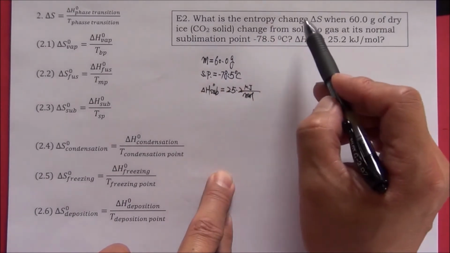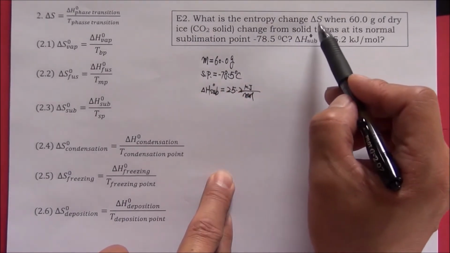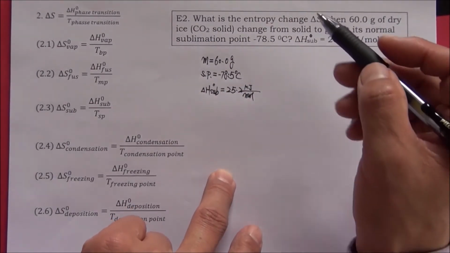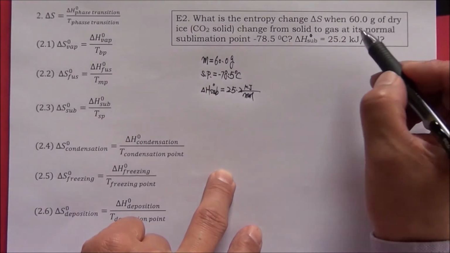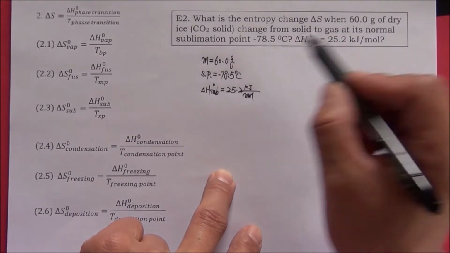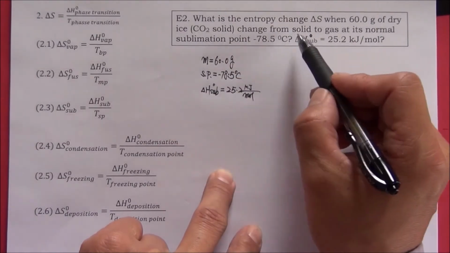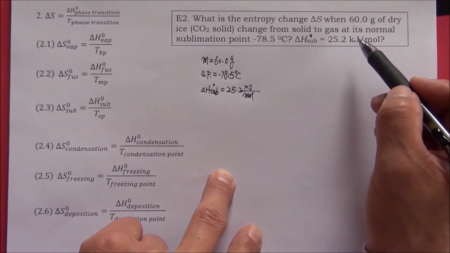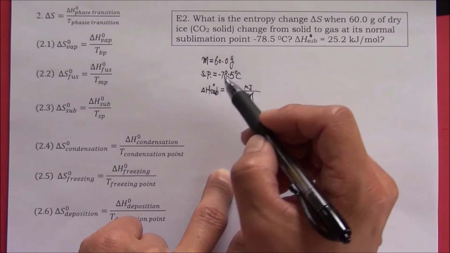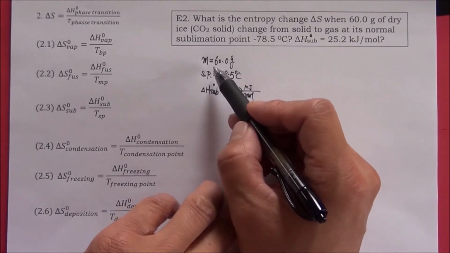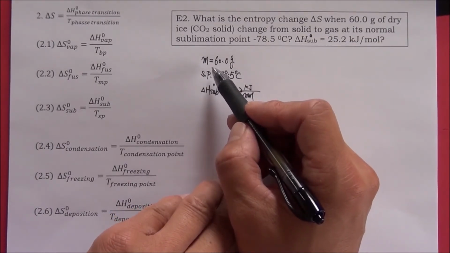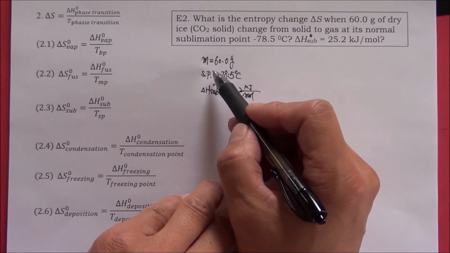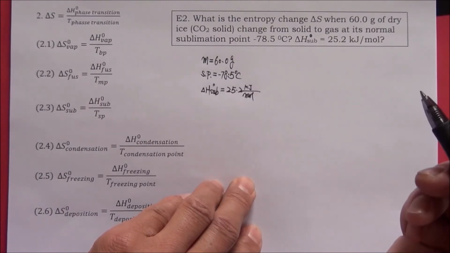This is what we are looking for, the entropy change delta S, because we are looking for the entropy change of 60.0 gram of dry ice changing from solid to gas. So I'm going to put down delta S next to the mass to indicate we are not looking for the delta S of 1 mole of substance changing state.